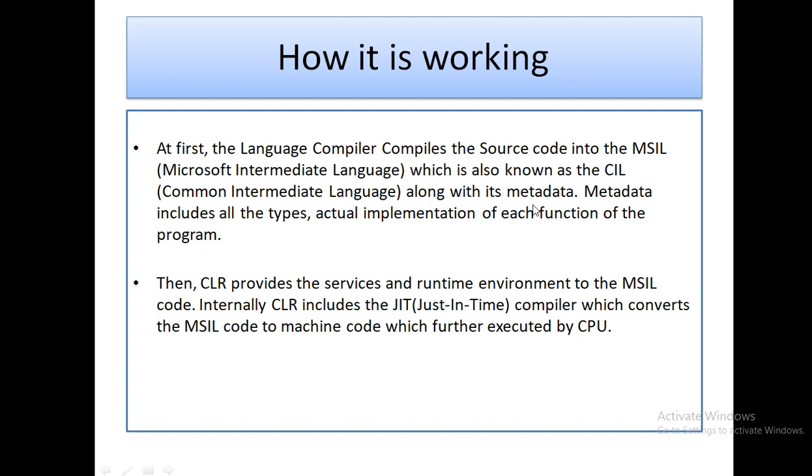with its metadata. Now metadata includes all the types and the actual implementation of each function of the program. You can assume metadata contains all the information about your program, about the functions you have developed, or the types of data which are there in your program. So all the details are contained in the metadata, and your language compiler provides you one MSIL code with the metadata.